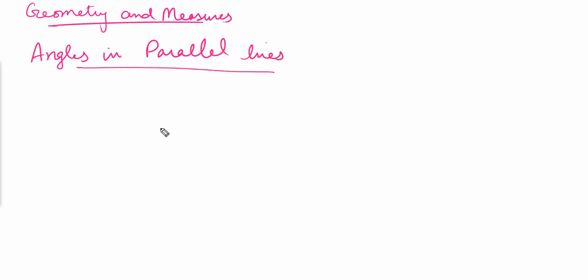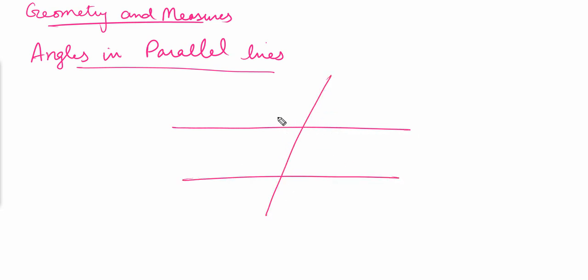So let's suppose we have two parallel lines and a line intersects them. In order to show that the two lines are parallel, we draw these two arrows. So these two arrows show that these two lines are parallel. Now let's see the angles. I'll just name them. It's angle A, this is angle B, this is angle C, and this is angle D.